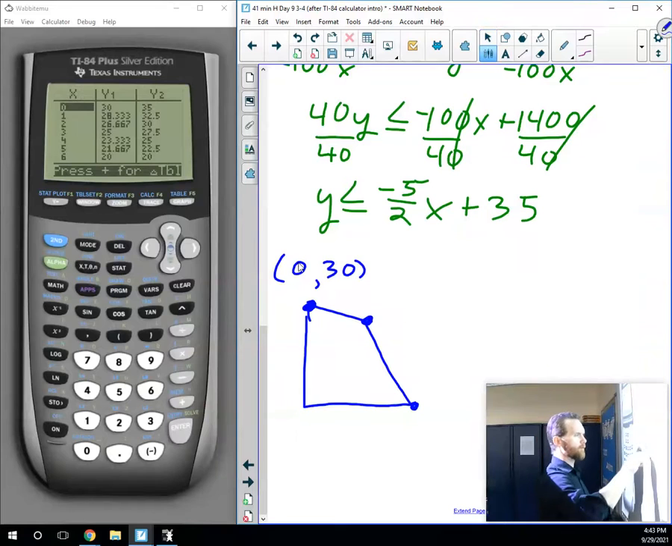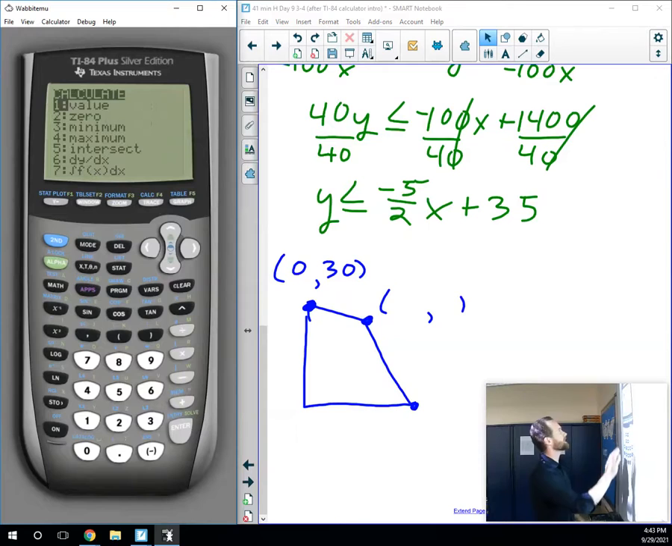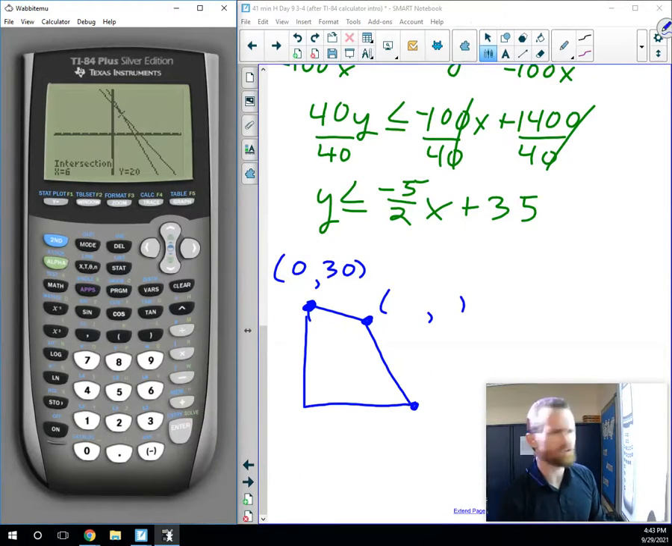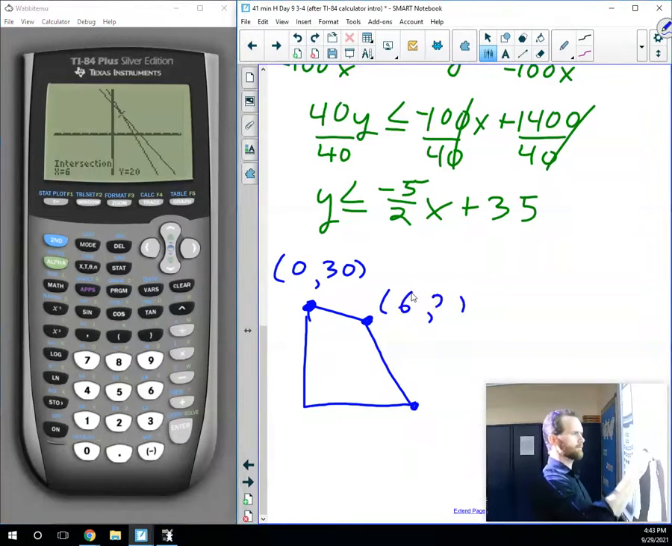Now we've got to find this point, which we remember hopefully is an intersection. Second, calculate intersect. Move over to the right. Actually, we're pretty close already. I'm going to hit enter, enter, enter. And that gives us, what's the intersection? 6, 20. So that's 6 headbands and 20 wristbands.